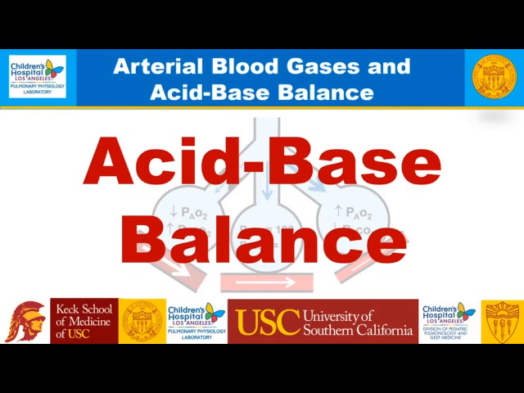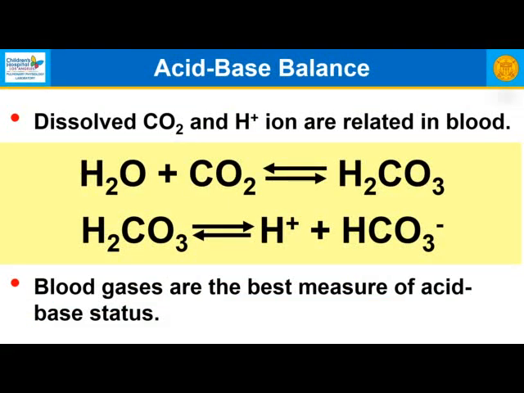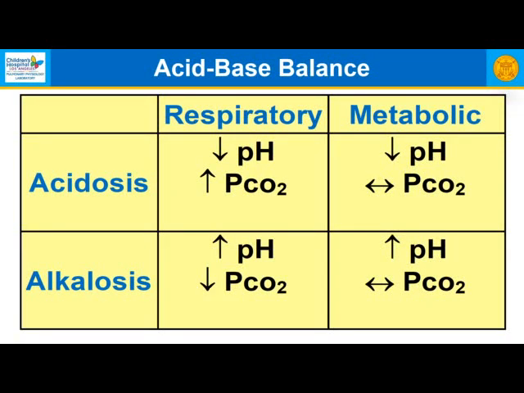Okay, acid-base balance. Now, it turns out blood gases are the best measure of acid-base status. Why? Because dissolved CO2 and hydrogen ion are related in blood by this equation. So water plus CO2 forms carbonic acid, which dissociates to hydrogen ion and bicarb, which is usually combined with sodium. There are basically only two types of acid-base abnormalities. They're respiratory acidosis or alkalosis, and metabolic. Respiratory, because the respiratory system is the most important. Metabolic is a wastebasket that includes all other causes that are not respiratory.